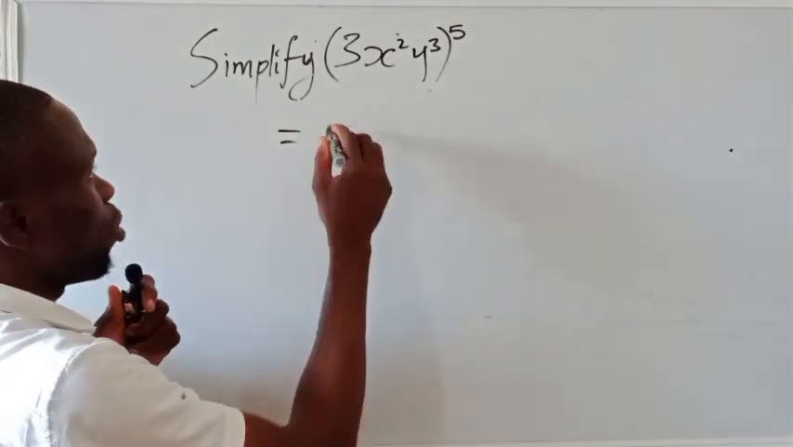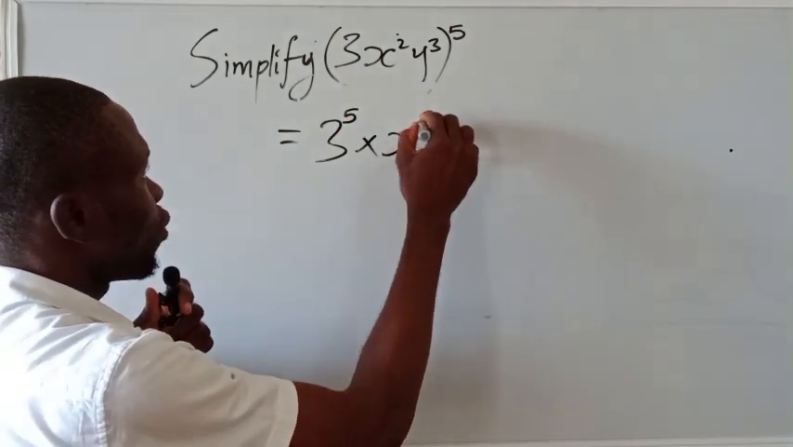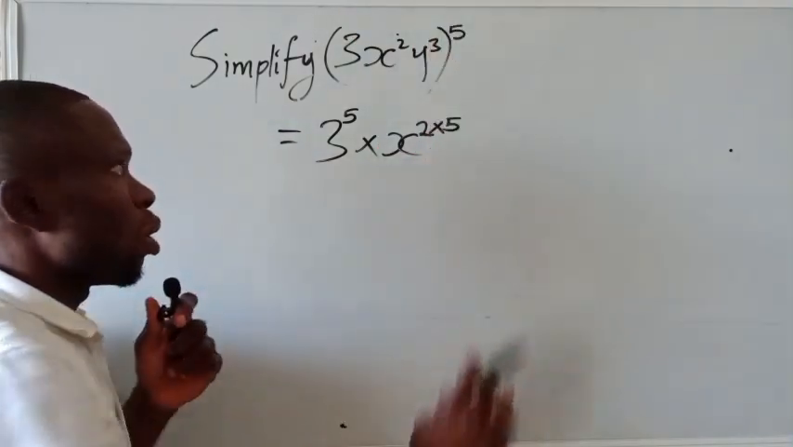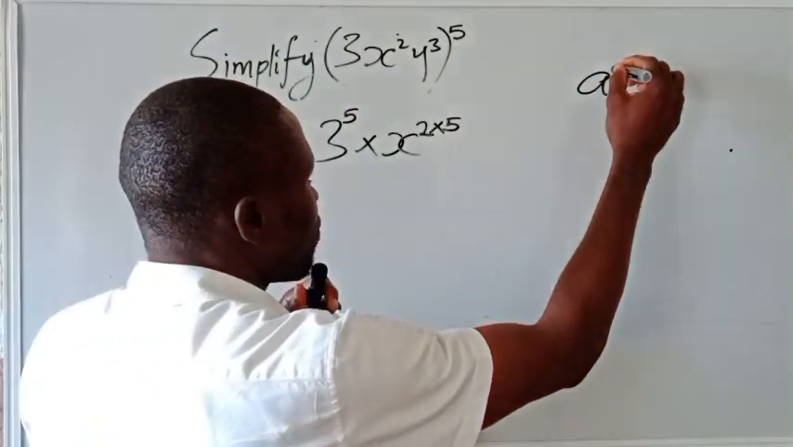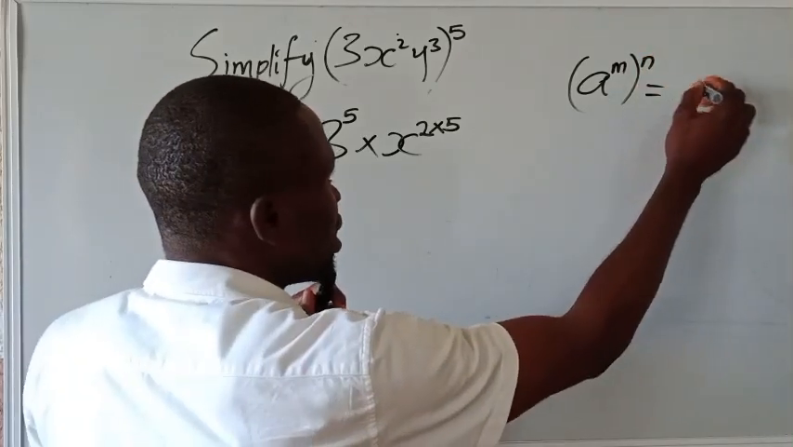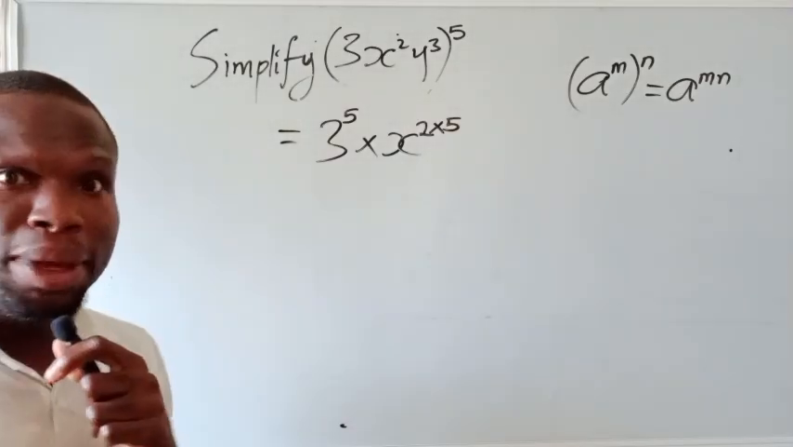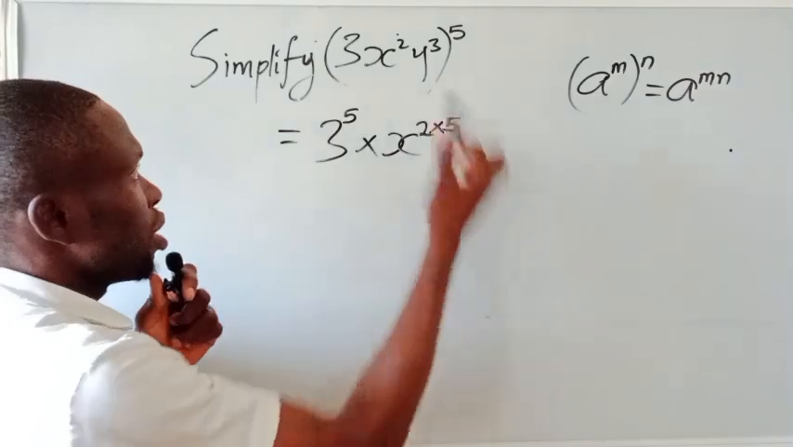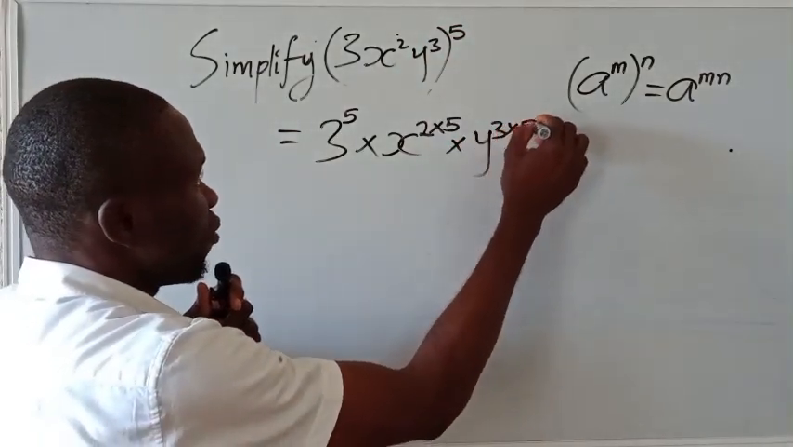So this will be 3 raised to the power of 5 multiplied by x raised to the power of 2 times 5, because this is a power and this is a power. And one of the laws of indices states that when we have a raised to the power of m, all raised to the power of n, what this means is a raised to the power of m times n, which is a raised to the power of mn. So that is why we're having this as this. So then we have times y raised to the power of 3 times 5.